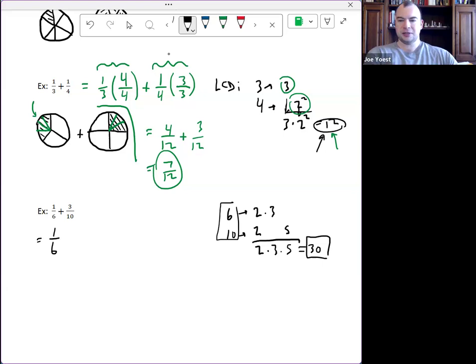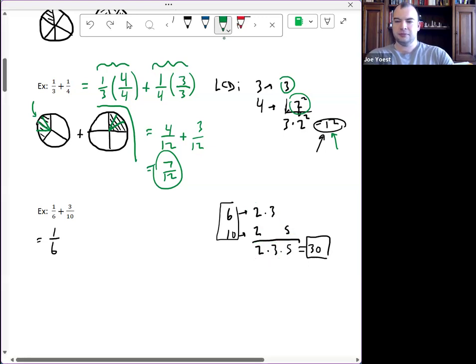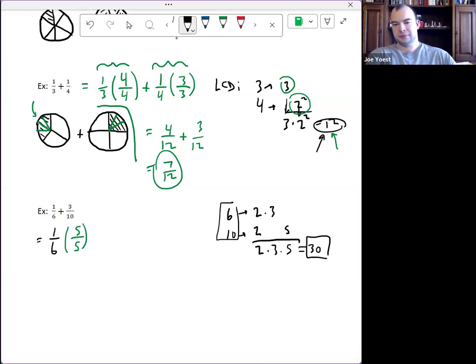Now I take 1/6. I see that my 6 uses the 2 and 3 block. What do we have to append onto the 6 to make our whole common denominator? We need to pick up a 5, right? We've used the 2 and the 3. We also need a 5. So I want to multiply by 5/5. This gives me a denominator of 6 times 5 is 30. That's exactly what I want.